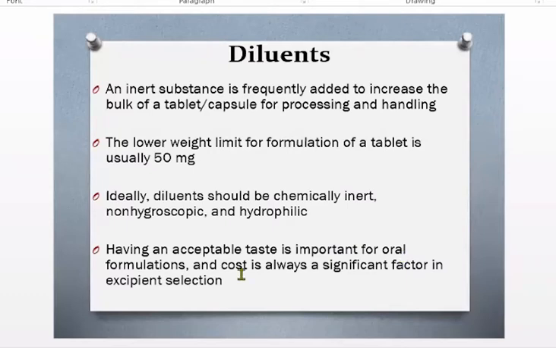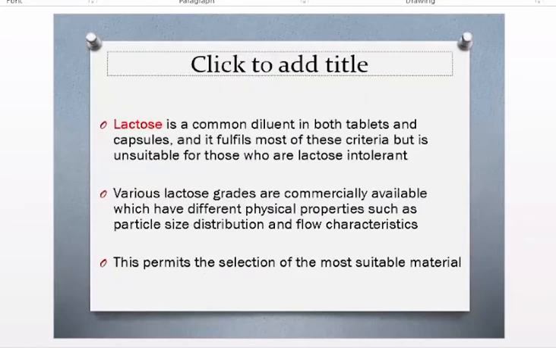And cost is always a significant factor. So when you look at the categories of excipients that you find available in the pharmaceutical industry, we were looking at diluents, and we discussed the typical characteristics of diluents, what you are looking for in a substance for it to be suitable as a diluent.